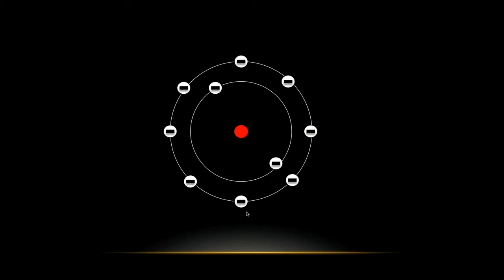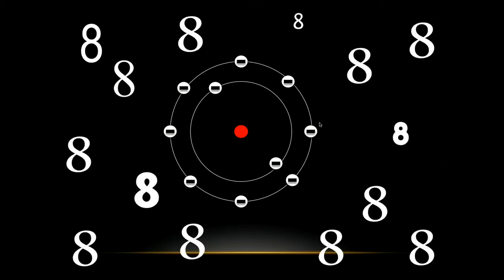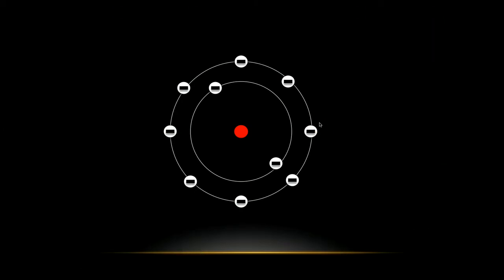Okay, I'm going to go ahead and add in this electron. This is now neon, and neon sits in the last column, column number 18. That column is very special. This last valence shell can only hold 8 electrons. That's the maximum it can hold. And in fact, in chemistry, 8 is a very important number. As a matter of fact, 8 is a magic number in chemistry.